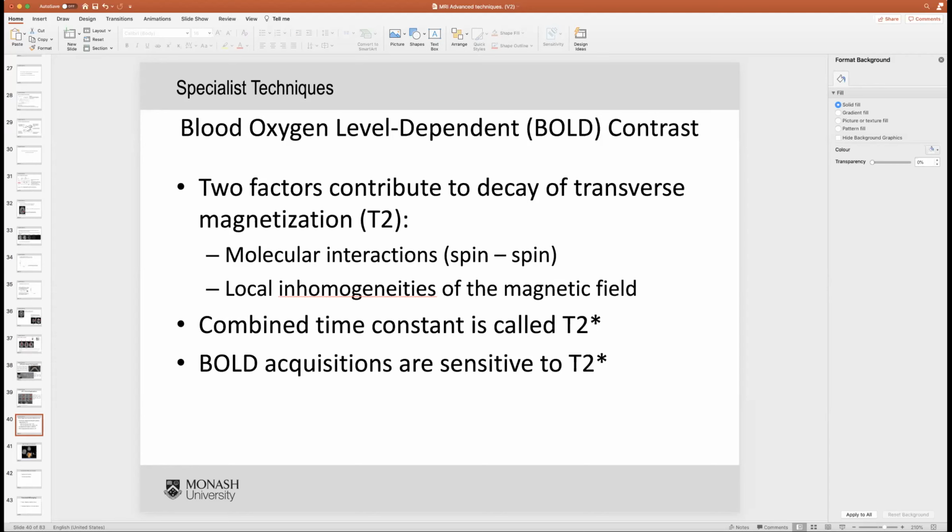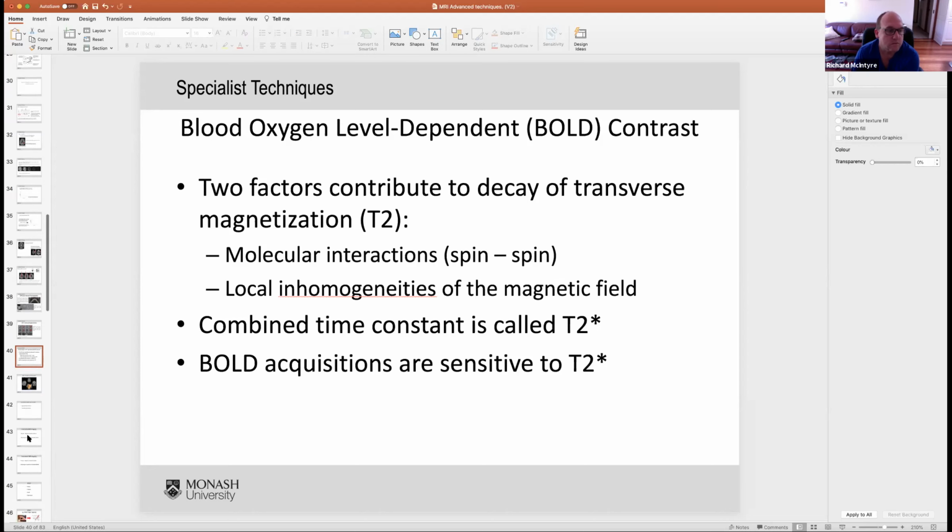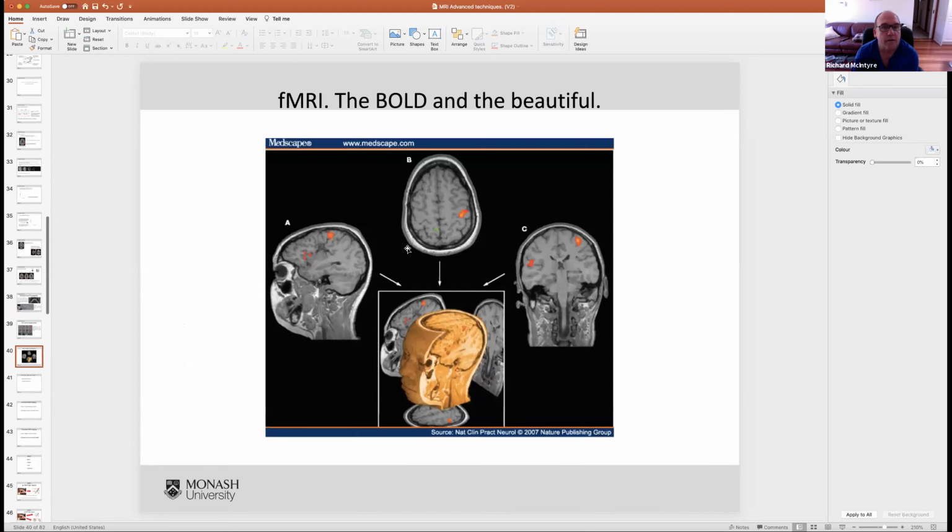Two factors we're going to think about when we talk about... We're going to move on. I'm going to delete that slide because that slide's... Okay.